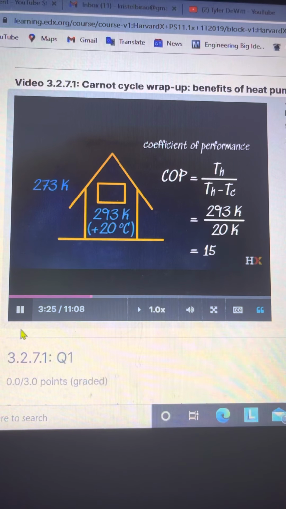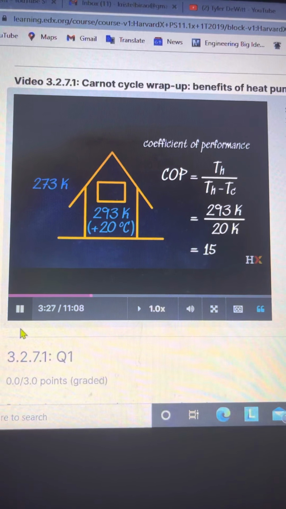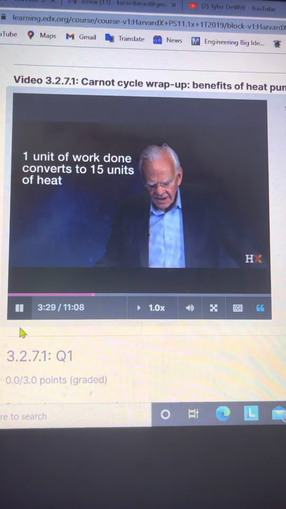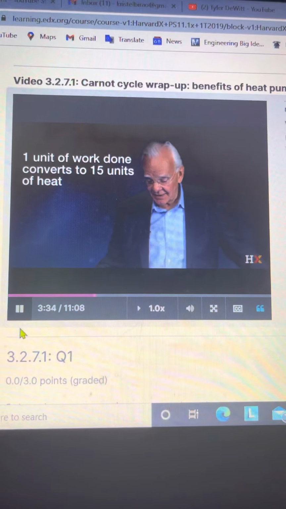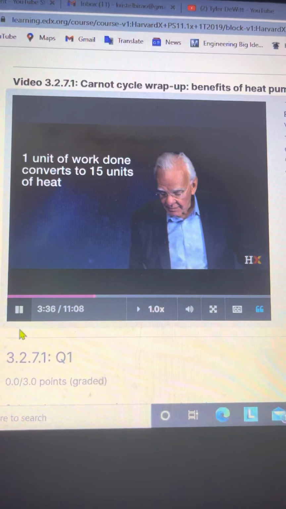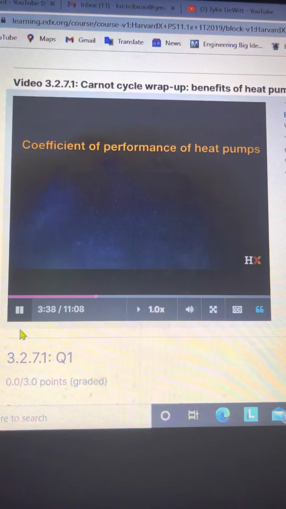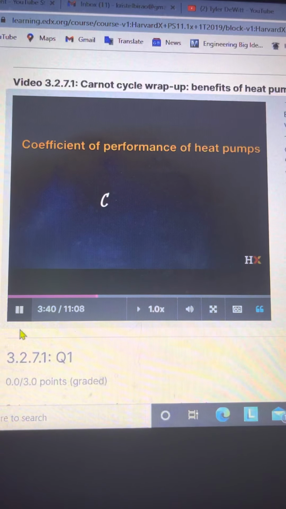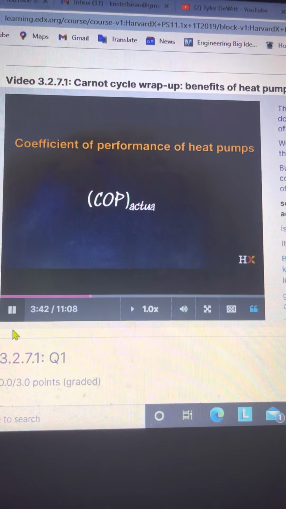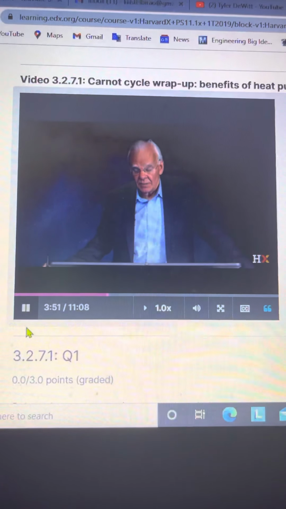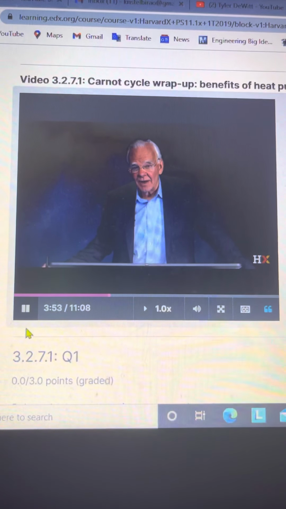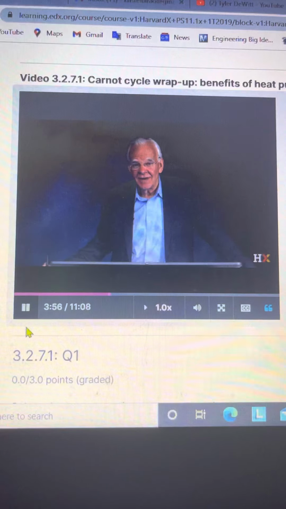But that says something very profound. That says 1 unit of work done converts to 15 units of heat inside the house. Well, it turns out that that's the theoretical maximum, but in practice, the coefficient of performance of heat pumps now, so I'm going to say this is actual, is about equal to 5. It's been increasing, but that means that 1 kilowatt hour of energy put into a heat pump generates 5 kilowatt hours of net heat into the house.